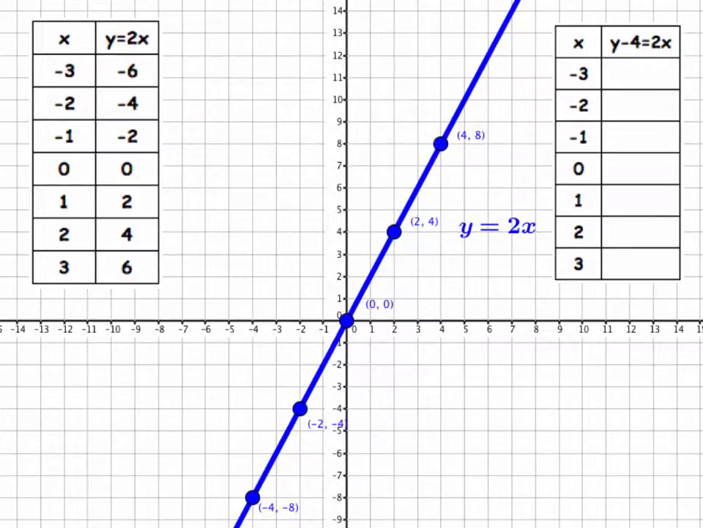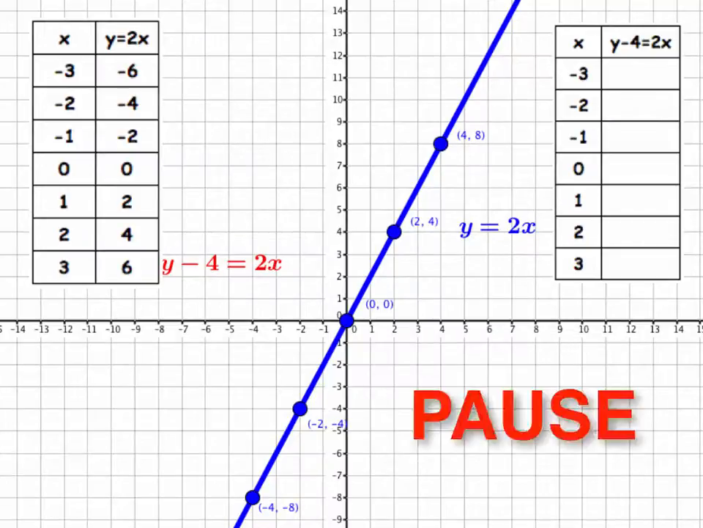All right, so here's the graph of the equation y equals 2x, and here are 5 ordered pairs both on the graph and in the table of values to the left. So what I'd like you to do is to quickly pause the video and please graph y minus 4 equals 2x and complete the table of values on the right.